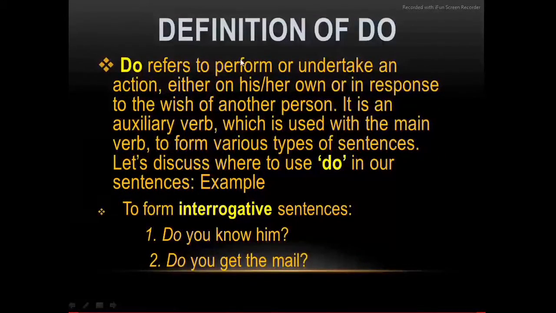Definition of do. Do refers to perform or undertake an action, either on his or her own or in response to the wish of another person. It is an auxiliary verb, which is used with the main verb to form various types of sentences. Let's discuss where to use do in our sentences.